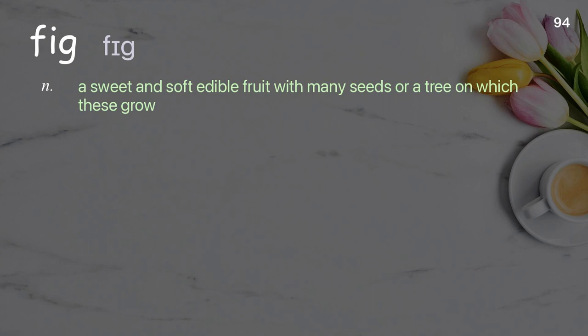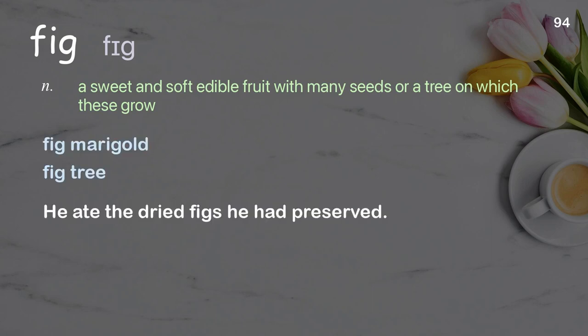Fig. A sweet and soft edible fruit with many seeds or a tree on which these grow. Examples. Fig marigold. Fig tree. He ate the dried figs he had preserved.